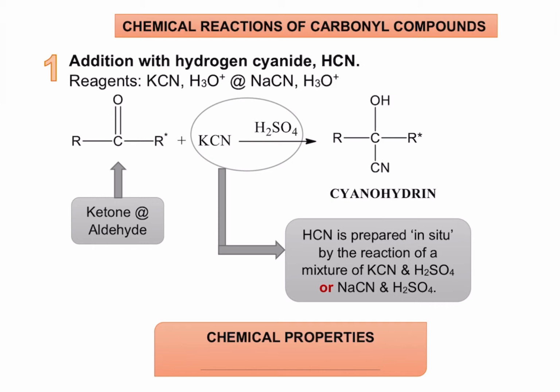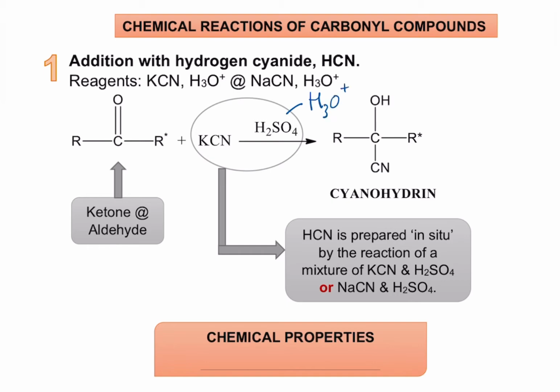Let's go to the first reaction, which is addition with hydrogen cyanide, HCN. The reagents that we can use are potassium cyanide with dilute acid H3O+, or you can write another form, sodium cyanide with H3O+. So this is the reaction where I have an aldehyde or ketone. The reaction will happen the same way, and it reacts with KCN with H2SO4, or you can write this part as H3O+. It is also acceptable.